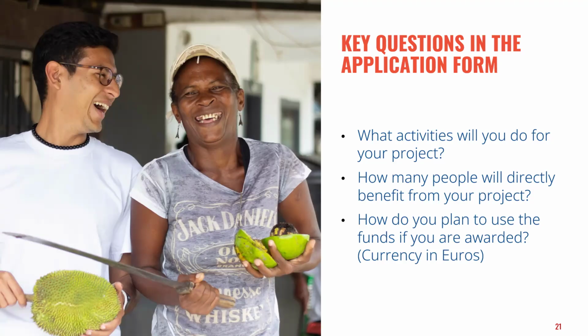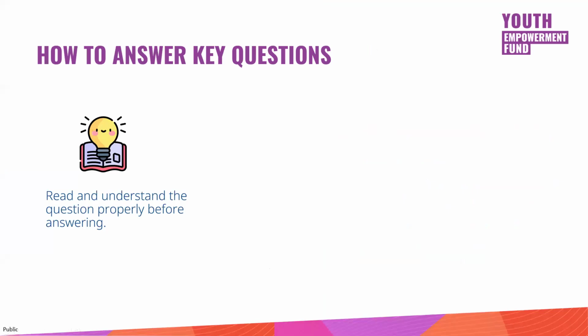First tip is read and understand the question properly before answering. I know, not really a tip, but you'd be surprised how much you can miss if you are applying under stress. So please read and understand the question properly before answering. Next, think about the level of funding that you are applying for, right? Level 1 and level 2 versus level 3 and level 4. Remember that the higher the funding level, the more detailed and breakdowns should be provided. All right, so don't bite off more than you can chew.